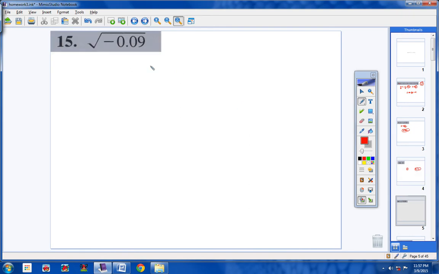Alright, number 15. Alright, now first of all, the simple thing to do is to make this positive and put an I on the outside. So now we have square root of 0.09I, okay? Now, if you type this into your calculator, it's actually a perfect square, okay? Because 0.3 times 0.3 is 0.09. So the square root of 0.09 is 0.3.